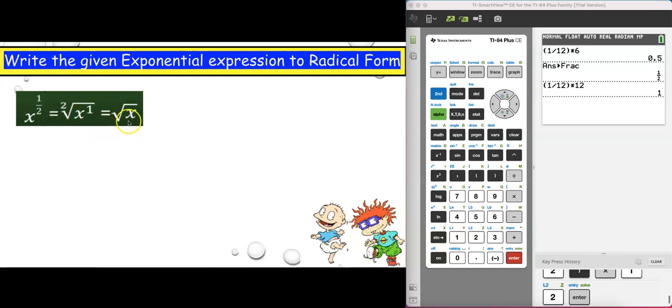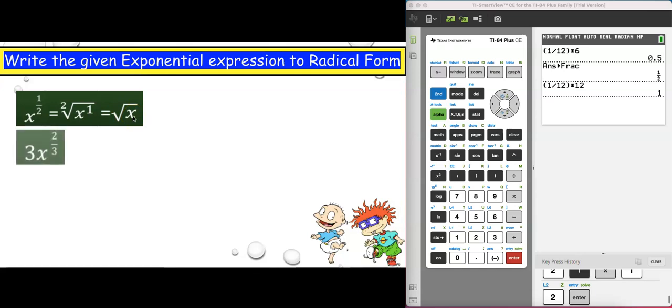Now here you see that the 2 is written, but here the 2 is not. That's because you don't have to put a 2 here. You need to automatically know that if you see this symbol written like this with no number in front of it, then the index number is 2. You need to remember that. All right, so let's move on.